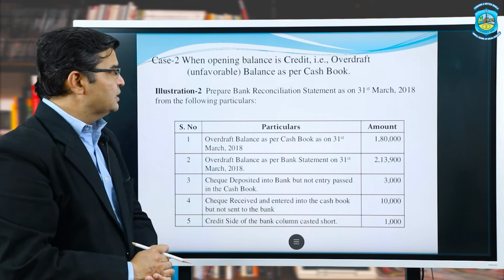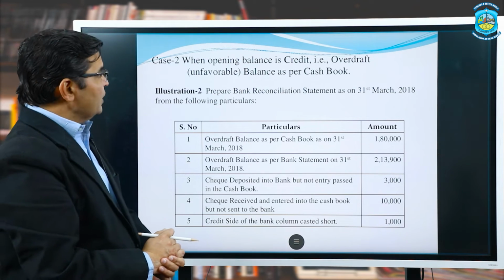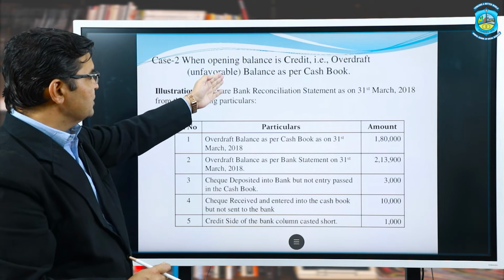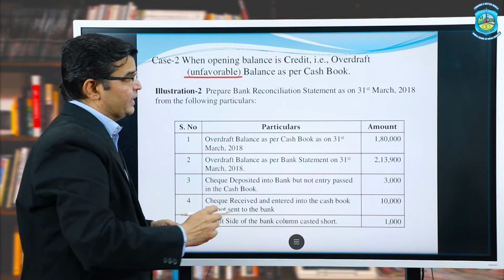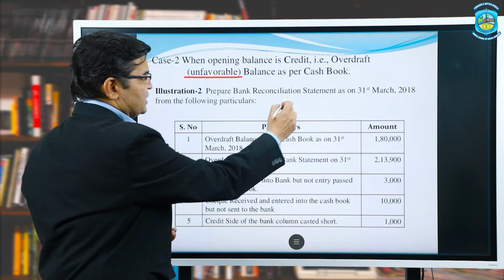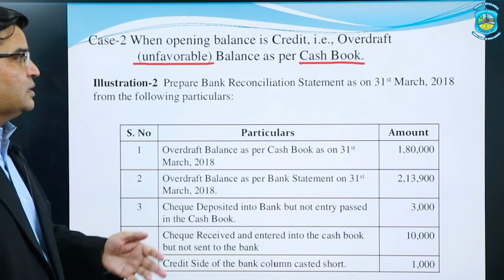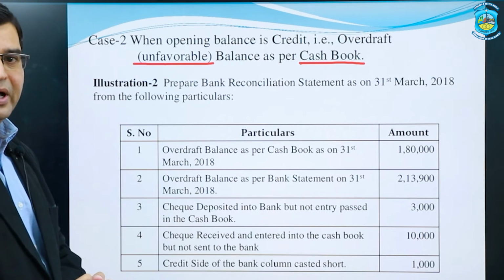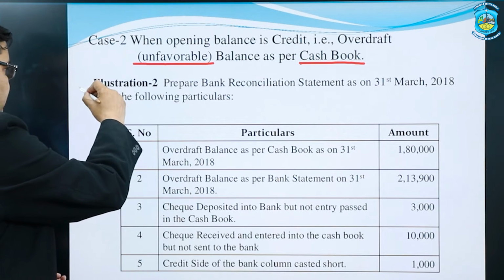So students, now we'll understand case number 2. When the opening balance is credit, that is overdraft, it is called unfavorable, that is not favorable, meaning it is a negative balance as per cash book. We will understand this negative balance or overdraft as per cash book from this example number 2.